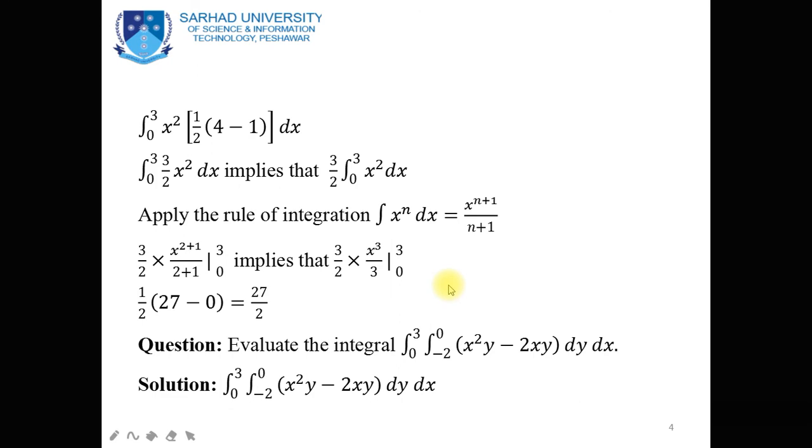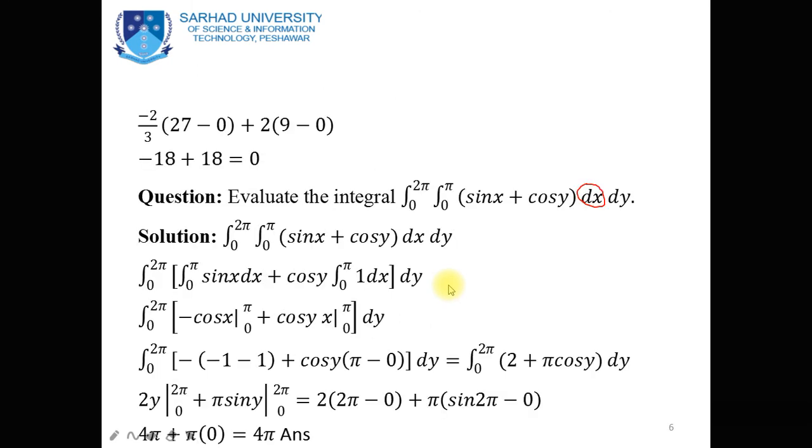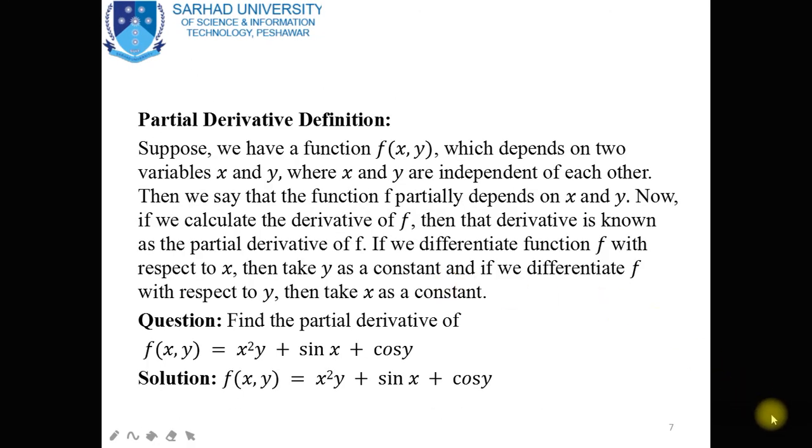Now partial derivative. In case of partial derivative, if we differentiate function f with respect to x, then take y as a constant, and if we differentiate the function f with respect to y, then take x as a constant. Now this is the end of this segment.